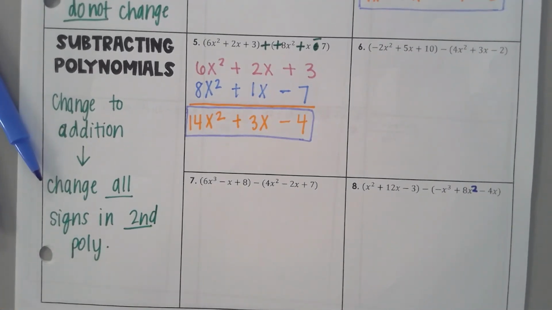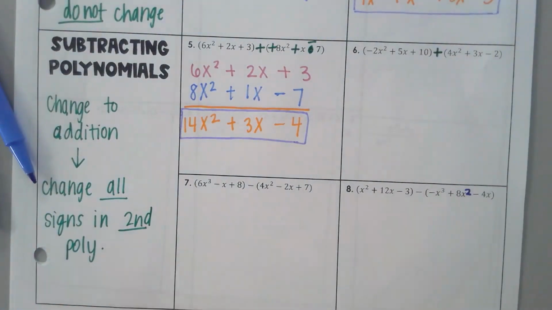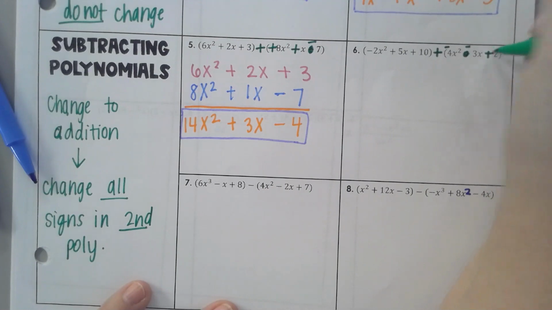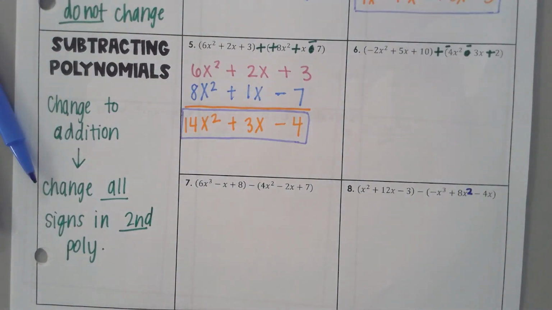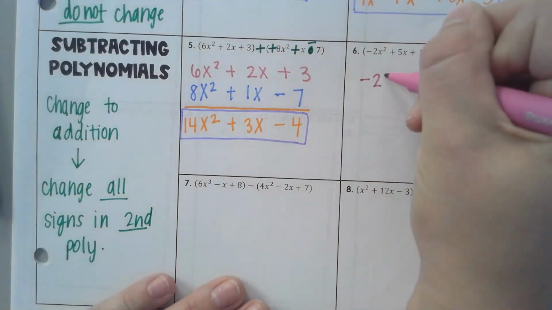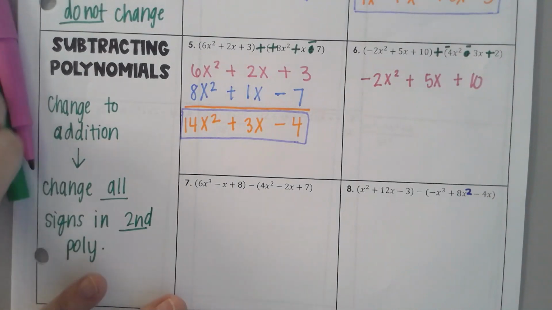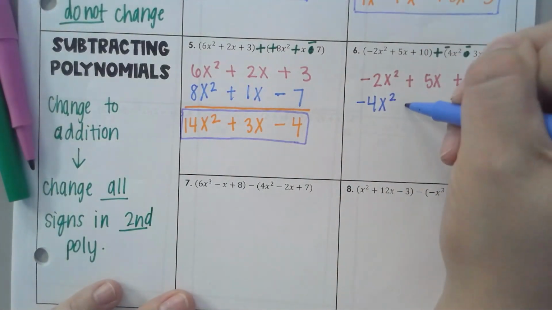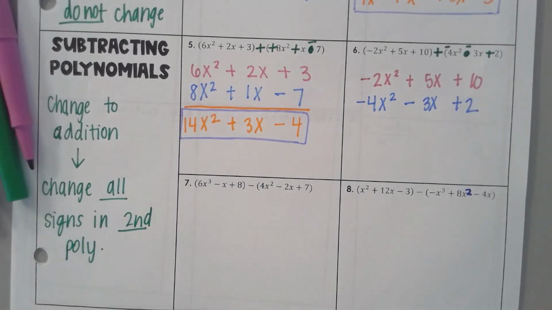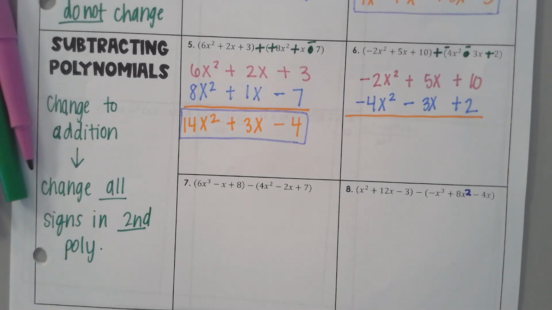All right, number 6. We need to change this. It's a subtracting problem because of the minus in the middle. So we change it to a plus. And this becomes a negative, positive. So you have to change all of the signs in the second polynomial. So I wrote down the first one, wrote down the second one, draw a line, and then add straight down.